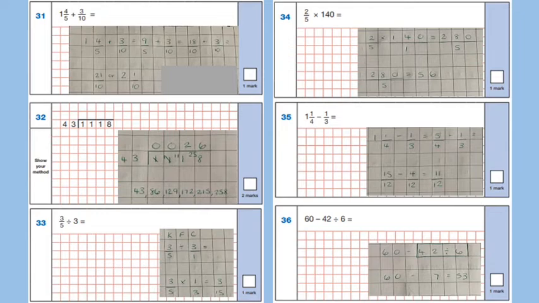Number 34. We have got a very, very similar question to that one, in that you don't actually have to use KFC, but you do need to turn that whole number into a fraction. So again, you've got 140 wholes, which means you've got 140 over 1.